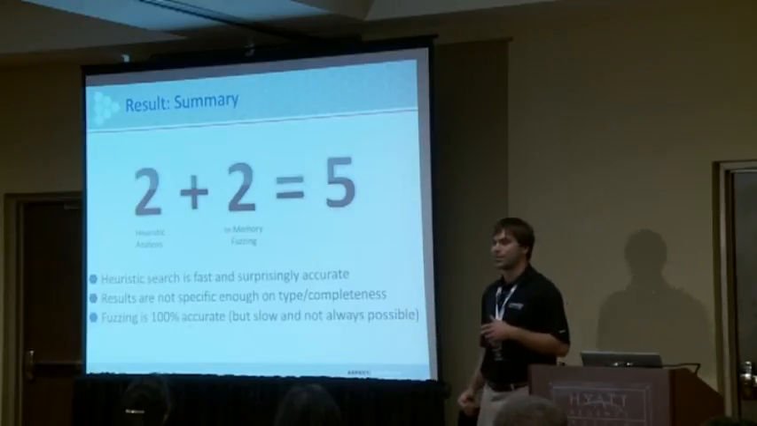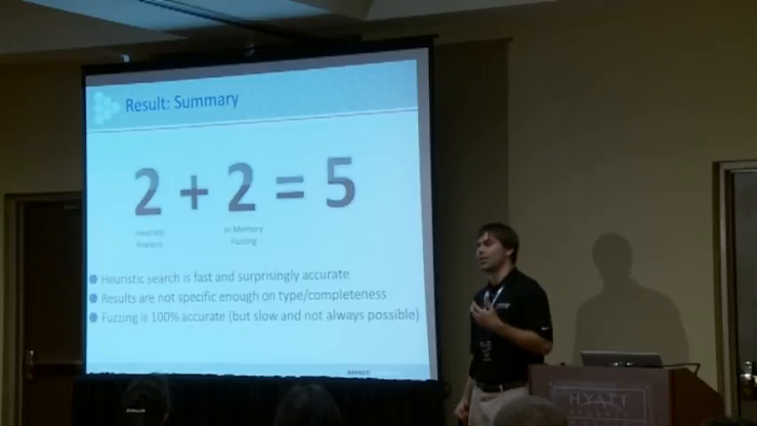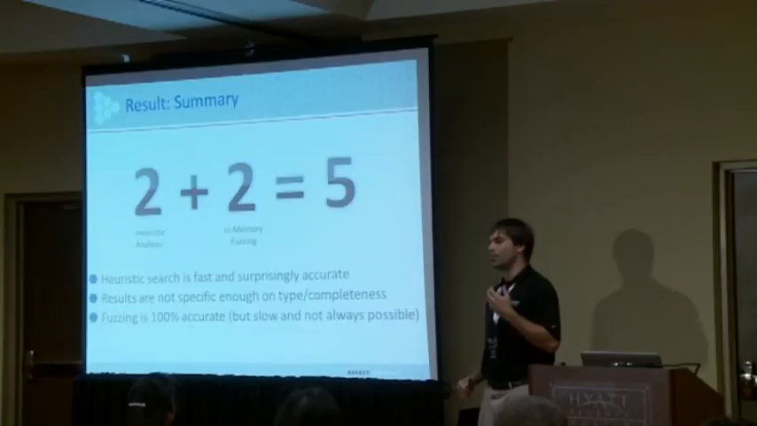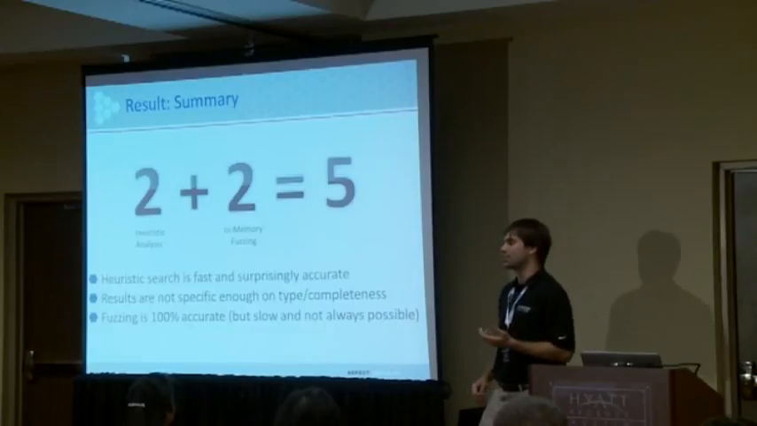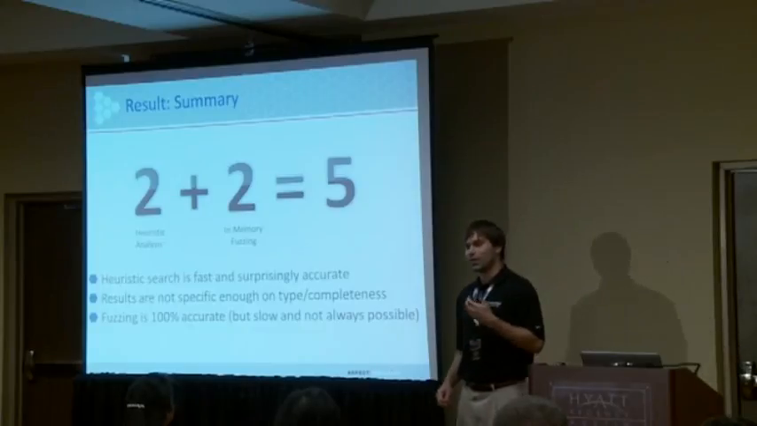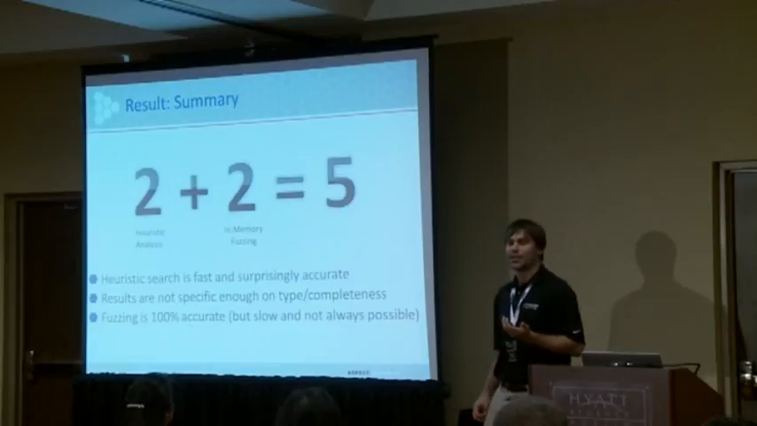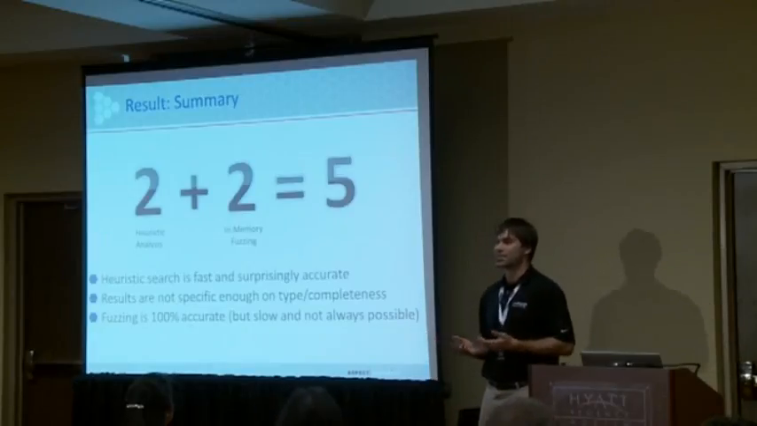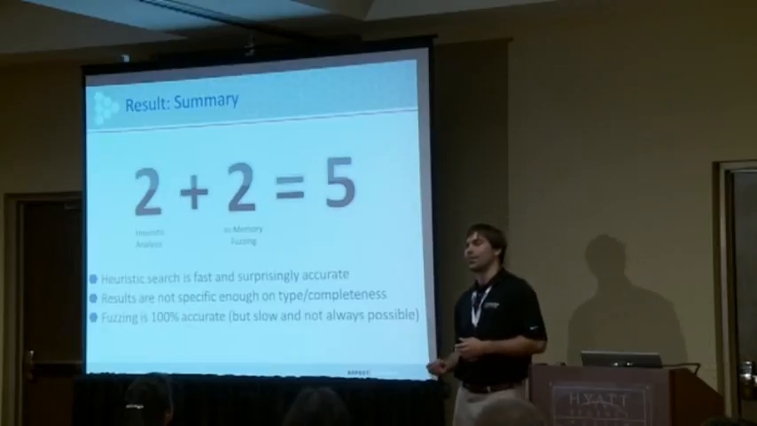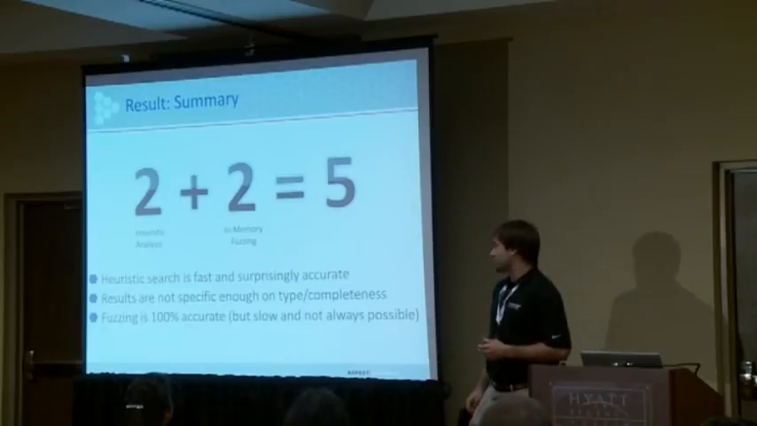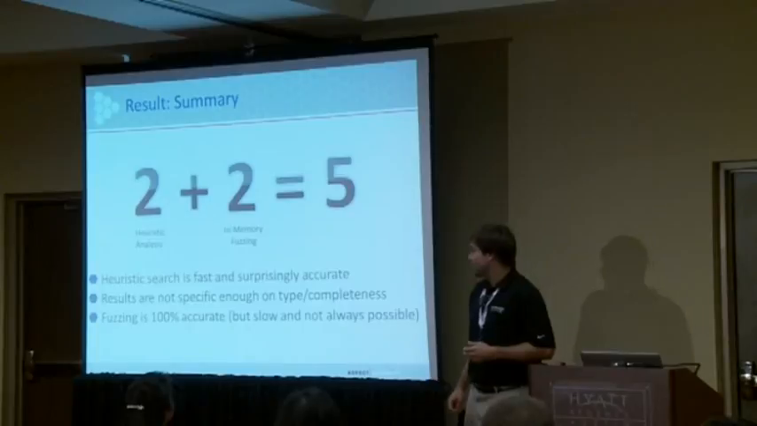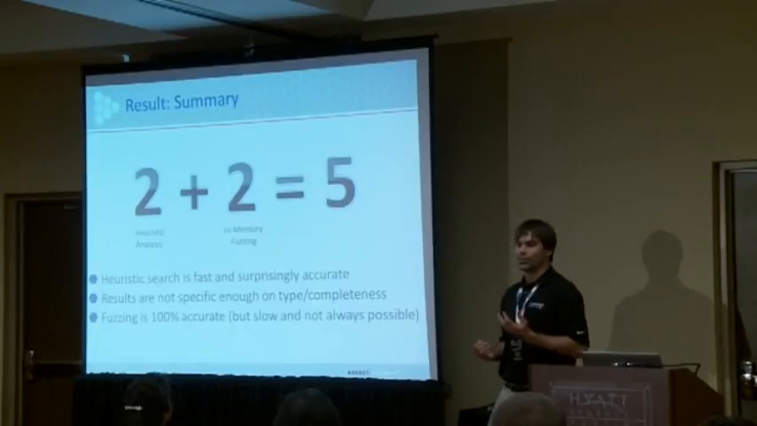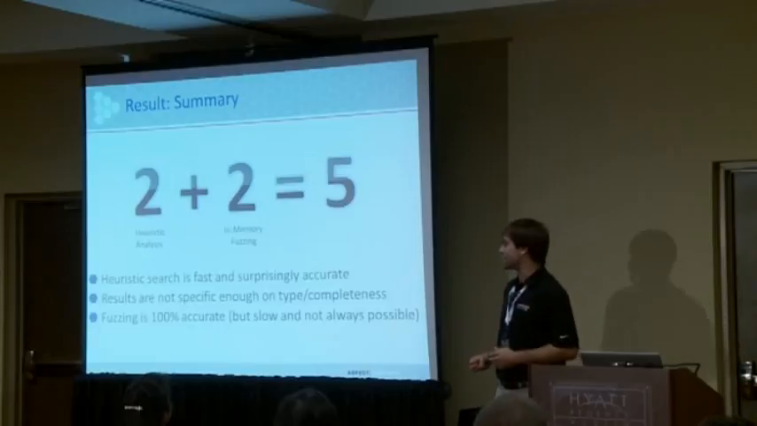And it also doesn't give you quite enough data on what types of encoders you've found, and also on exactly what characters are encoded, in the completeness. The second step, fuzzing, is pretty much 100% accurate, but it's very slow. And if we tried to run it on all million methods in the database, we would never finish. So essentially, if you put those two together, it's a pretty useful tool. And that's what we have.